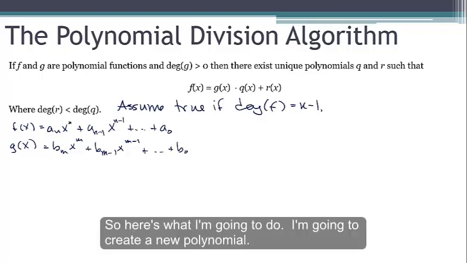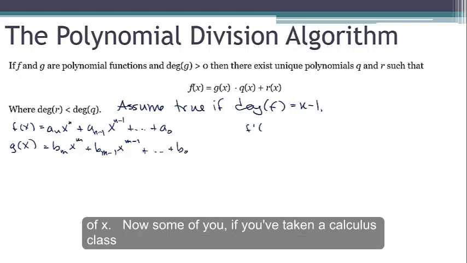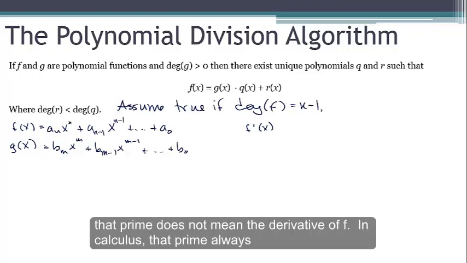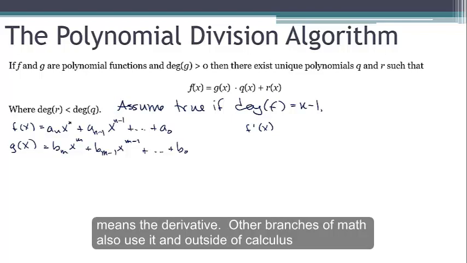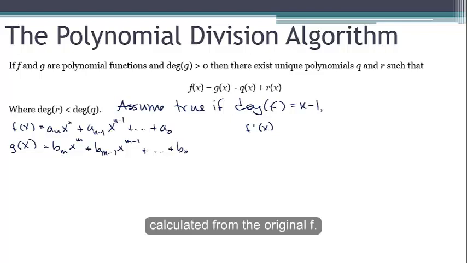All right. So here's what I'm going to do. I'm going to create a new polynomial. Call it f prime of x. Now, some of you, if you've maybe taken a calculus class, that prime does not mean the derivative of f. In calculus, that prime always means the derivative. Other branches of math also use it. And outside of calculus, it just means a new function that is somehow derived or calculated from the original f.